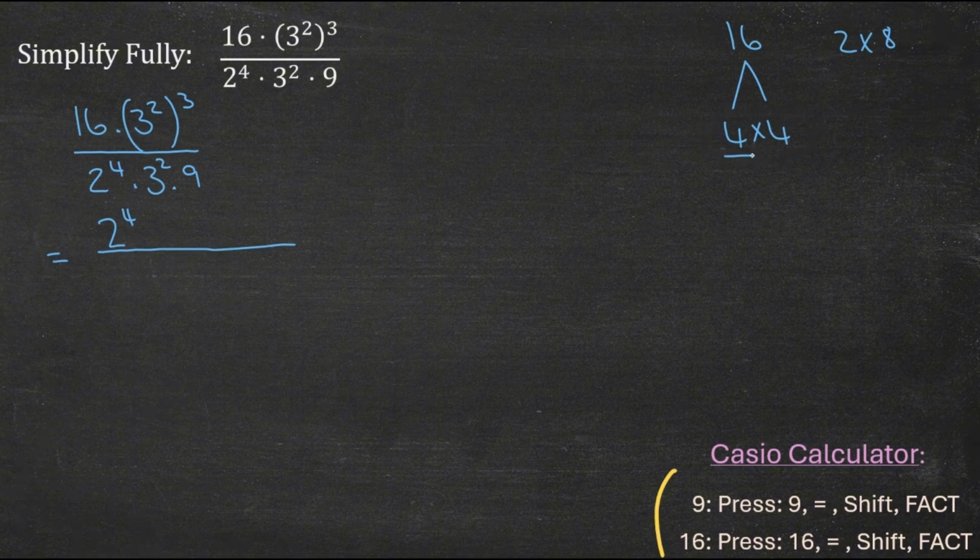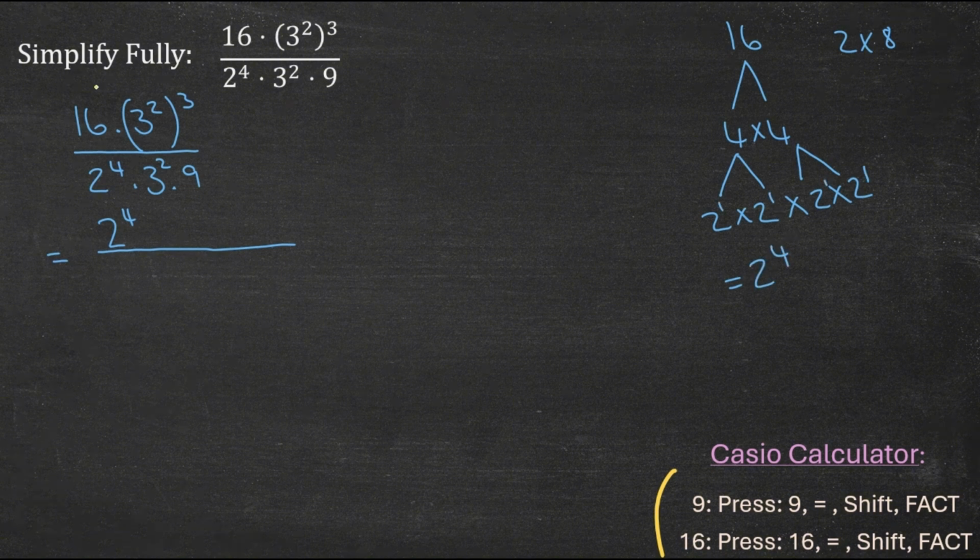4 is not a prime number, so I need to break it down further. 2 multiplied by 2 gives me 4, and I still need to deal with this 4, and I have to break that one down as well. 2 times 2. What do you see? Yes, all the factors are prime factors. And because we have 4 2's, we can write 2 to the power of 4.